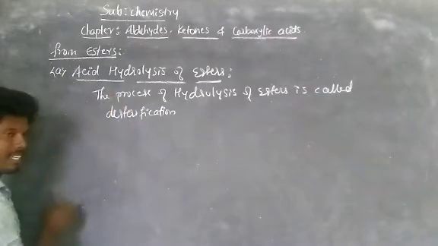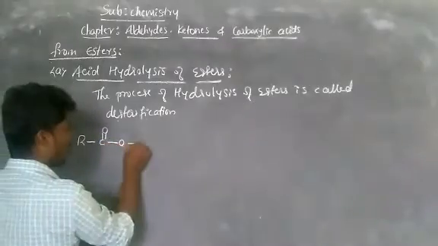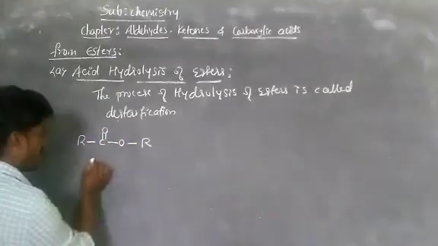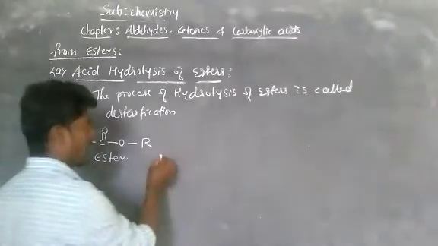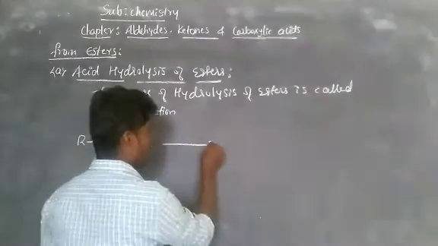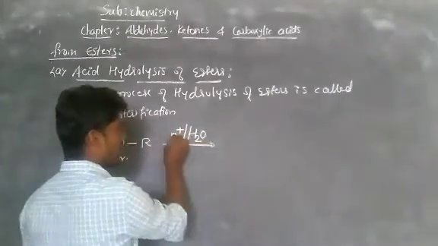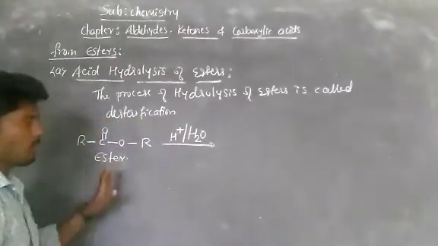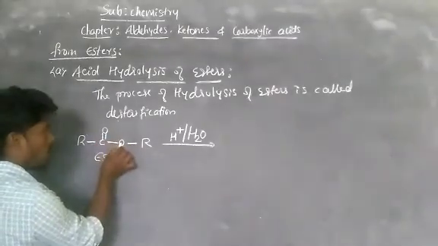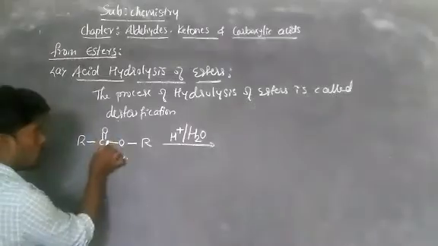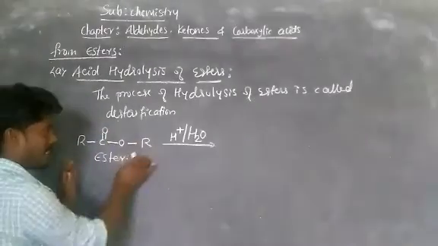Now we have studied the acid condition. Take the example RC double bond O bond R. This is called an ester, the general representation of esters, which is treated with acid, that is H plus in the presence of water, and undergoes hydrolysis. This is the ester bond. This C double bond O, bond O group we call the ester functional group.